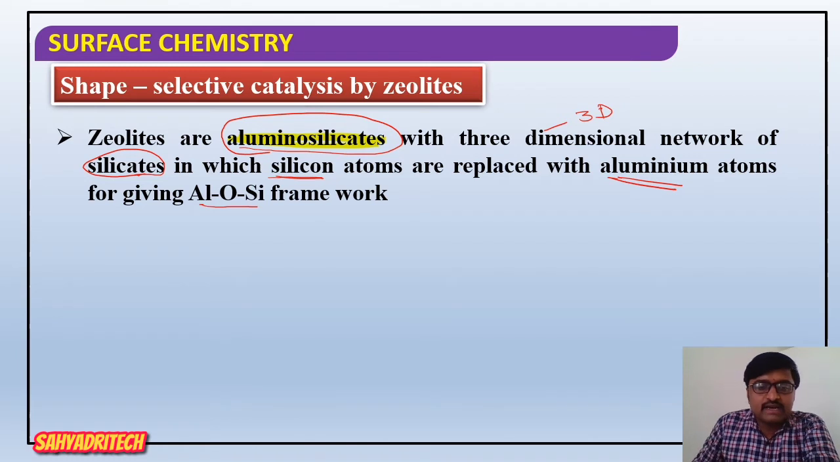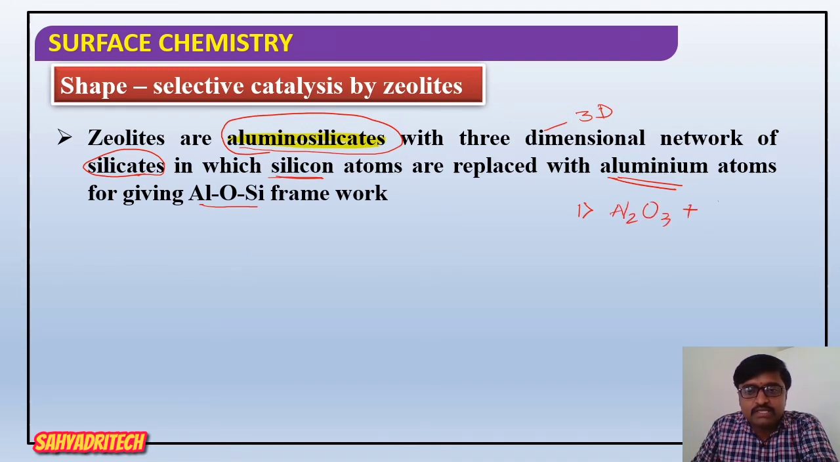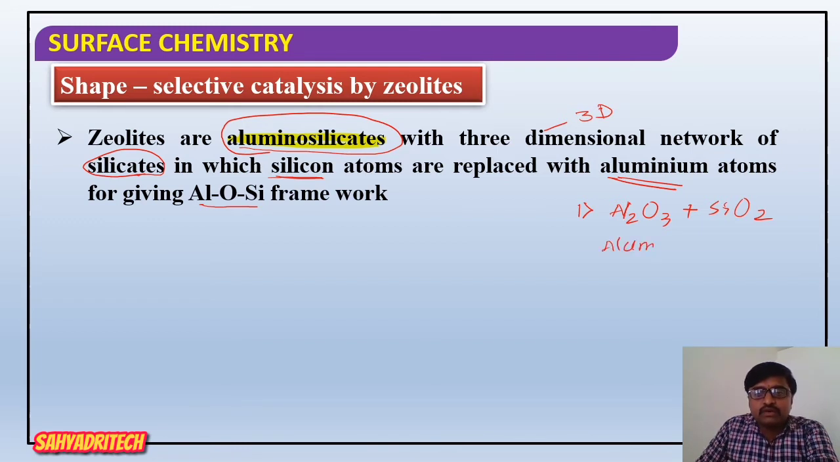First we understand word by word. Zeolites are nothing but aluminosilicates. What are aluminosilicates? They have both alumina and silica. Alumina is Al2O3, plus silica SiO2. So zeolite is a combination of alumina and silica. Overall, we are calling them aluminosilicates.